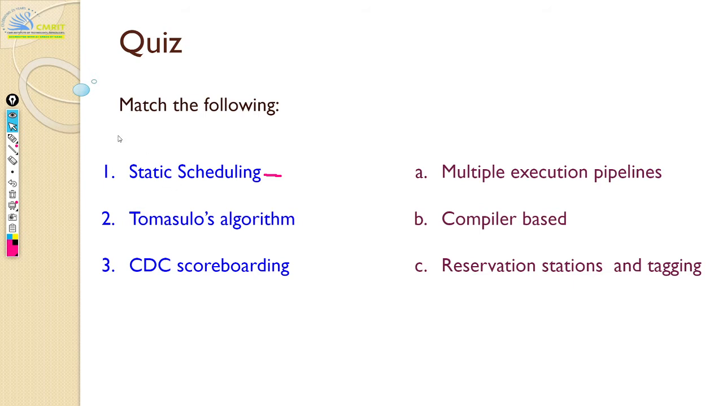Sir, 1 will map to B. 1 to compiler based. Good. Static scheduling is compiler based. Next. Sir, 2 will map to C. Nice. Super. And 3 will map to A. Great. Nice. Thanks, Yash. Super.